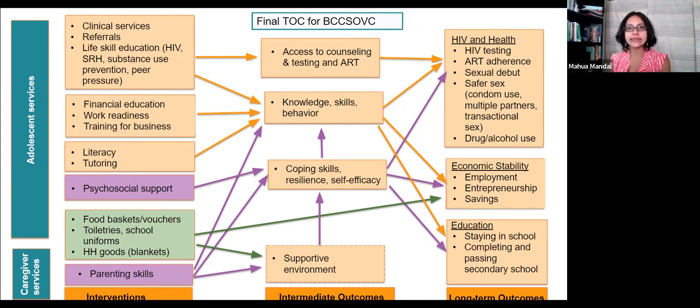In our visualization, we didn't include the assumptions, but we did include them in the text, and they included things like partner engagement and coordination, and consistent funding. And again, here we didn't include the ceiling of accountability in the visualization, but in the text, we did include indicators for all of these long-term outcomes for each of the components within HIV and health, economic stability, and education.